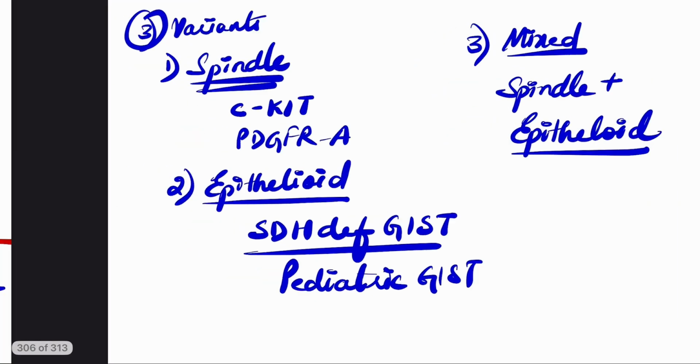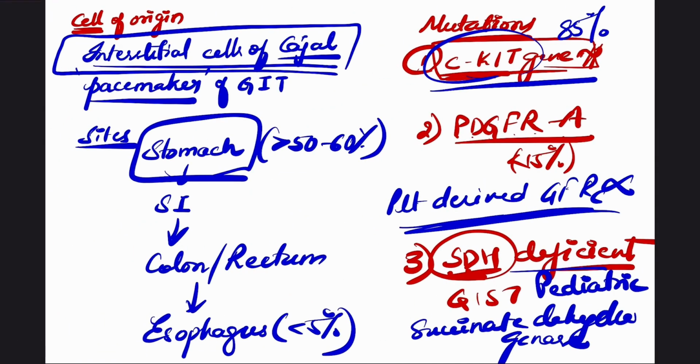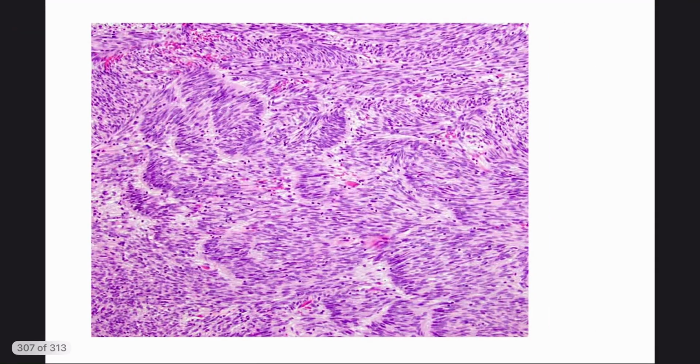So the c-KIT mutation shows you spindle cell. Platelet-derived growth factor receptor alpha mutation usually shows you spindle cell type. SDH, the pediatric one, shows you the epithelioid variant. Let us begin the histological types.